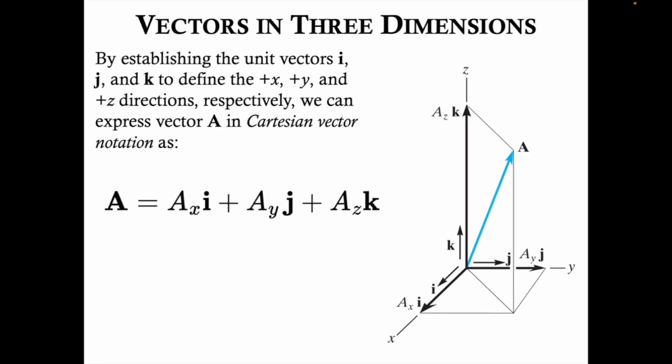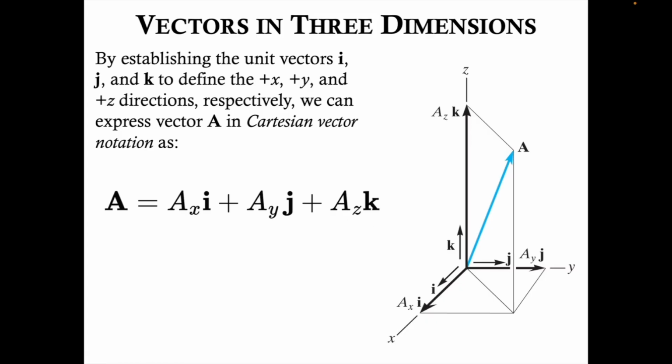By establishing the unit vectors i hat, j hat, and k hat to define the positive x, positive y, and positive z directions, respectively, we can express vector A in Cartesian vector notation as the following. Vector A equals scalar ax times the unit vector i hat, plus scalar ay times the unit vector j hat, plus scalar az times the unit vector k hat.